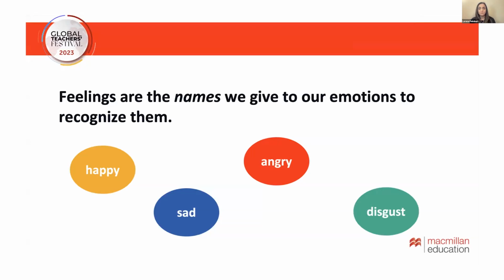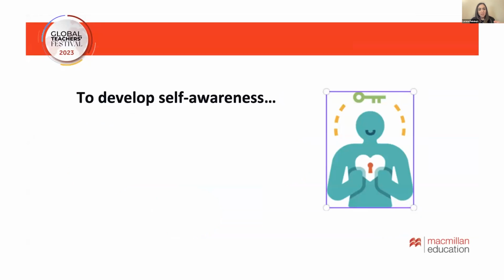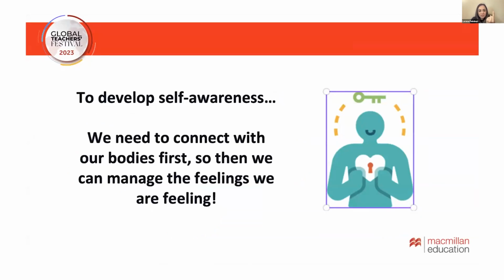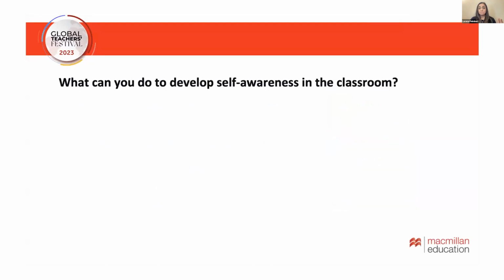All right? So to develop self-awareness, we need to connect first to our bodies, okay? So then we can manage the feelings that we're feeling. That is another competency. But first, I need to connect with my body. Why? Because remember, first I need to manipulate with my hands. We go from concrete to abstract. Yes, we first manipulate and then we're able to reason. All right. So to develop self-awareness, first I need to know the names, yes, of the emotions that I'm feeling.